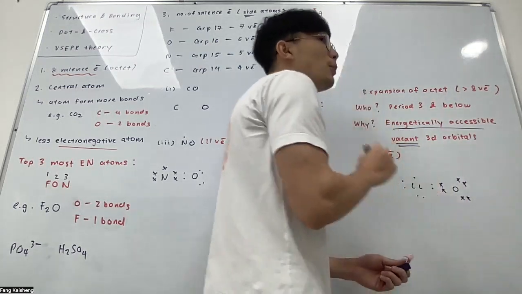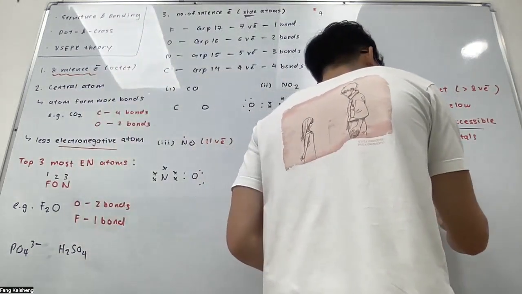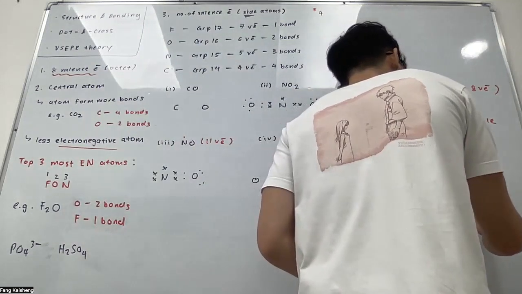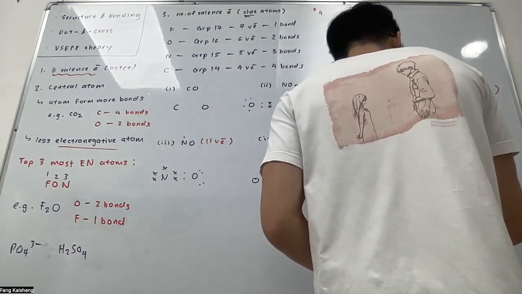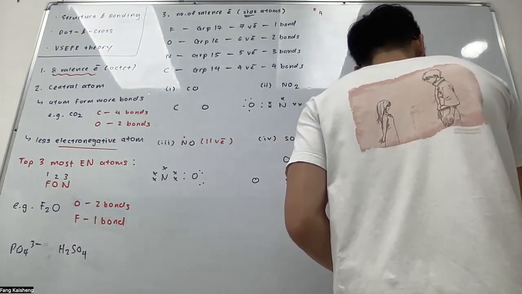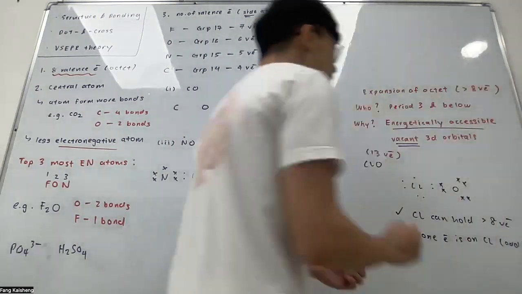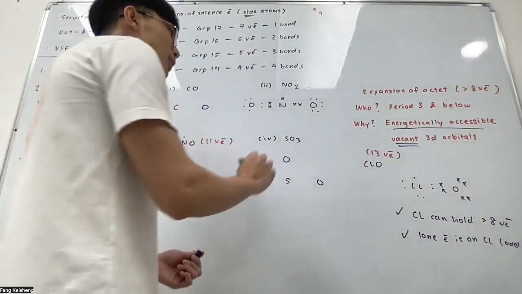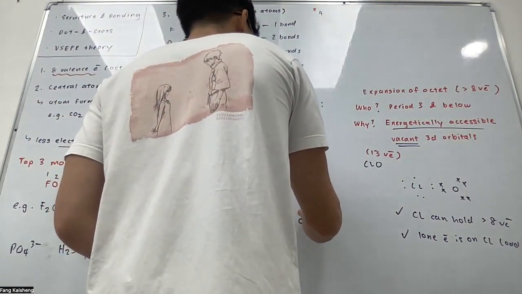And as you can see, this makes more sense because chlorine can hold more than 8 valence electrons. And at the same time, the lone electron is on chlorine, which has an odd number of 7 valence electrons. So this makes more sense compared to the other one just now. You can get the point out of it. You can write down the errors for this.